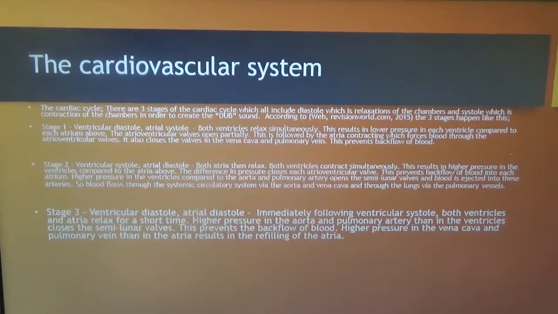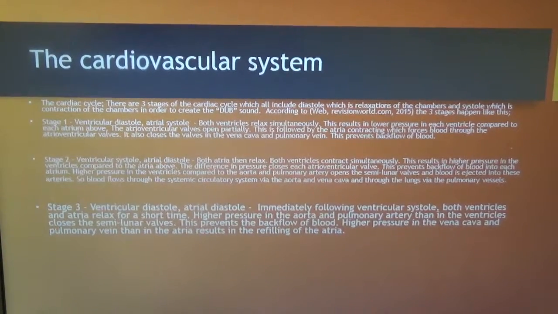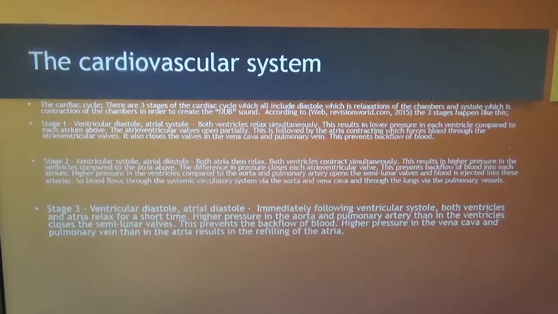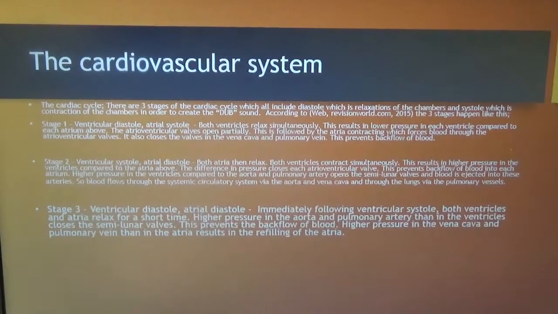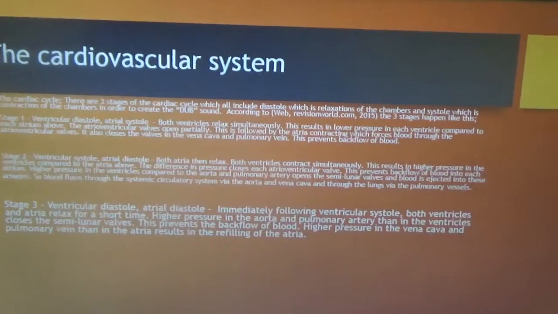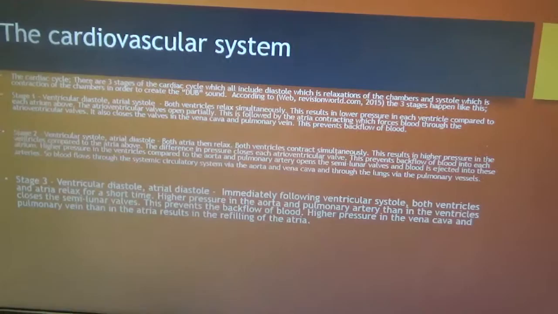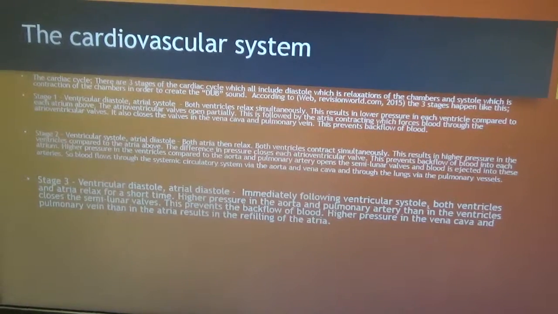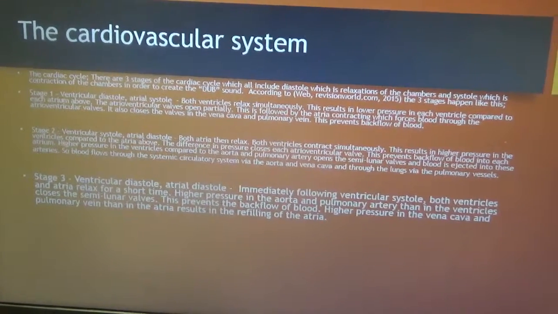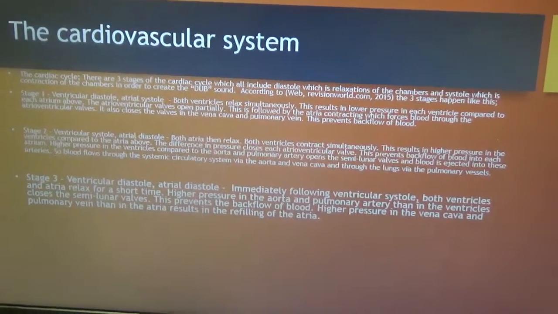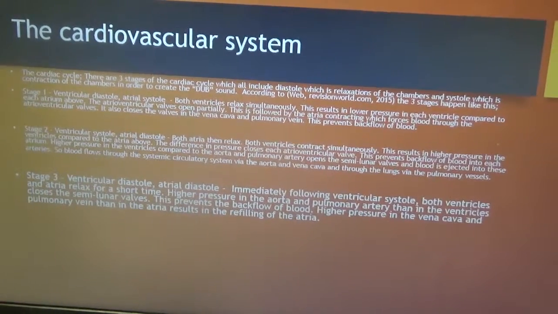Stage 2 is ventricular systole and atrial diastole. Both atria then relax. Both ventricles contract simultaneously. This results in higher pressure in the ventricles compared to the atria above. The difference in pressure closes each atrioventricular valve. This prevents backflow of blood into each atrium.